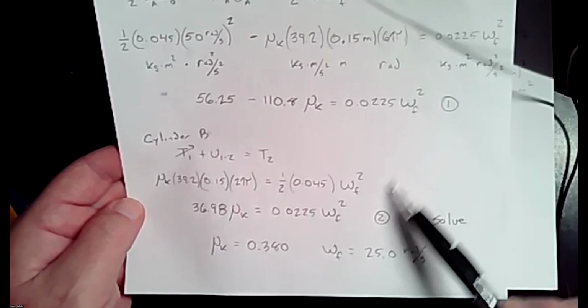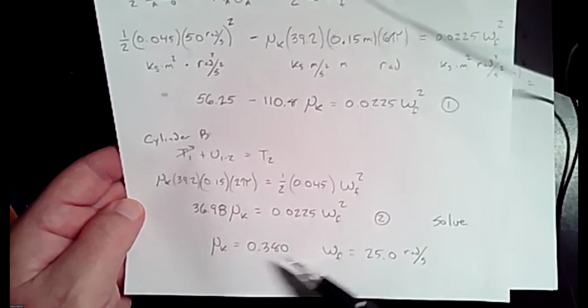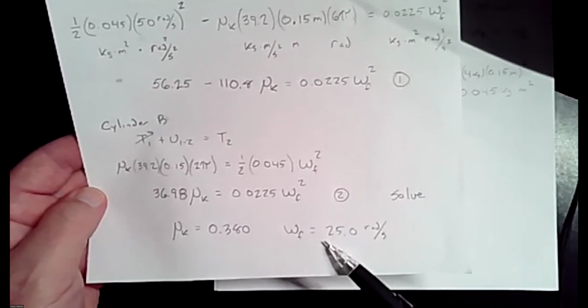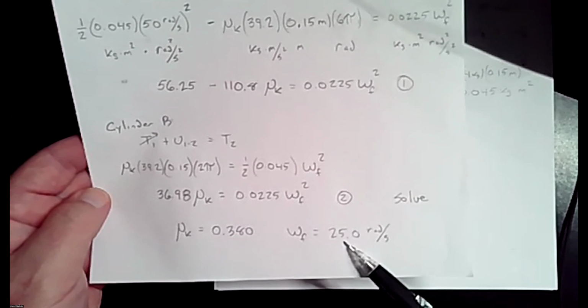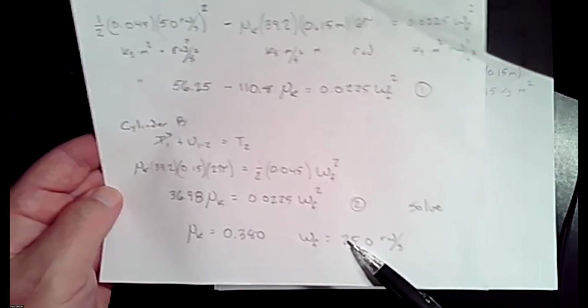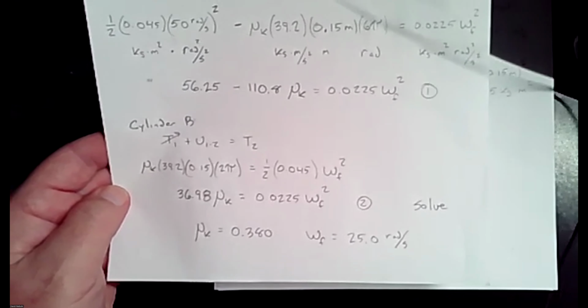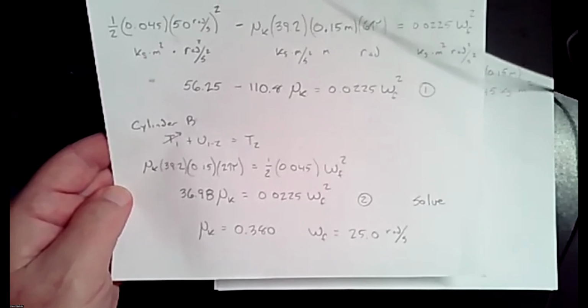So we have two equations, two unknowns. We solve. We get a friction coefficient of about 0.38 and an omega final of 25, which is coincidentally half of the original. And that's only coincidental. You couldn't have predicted that. Okay. So that's how you do that problem.